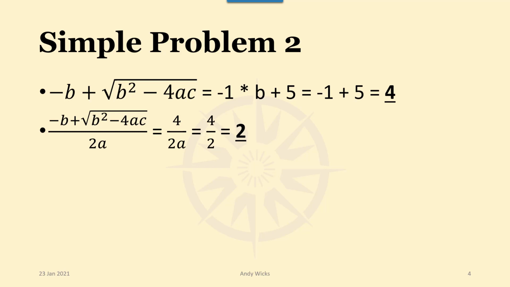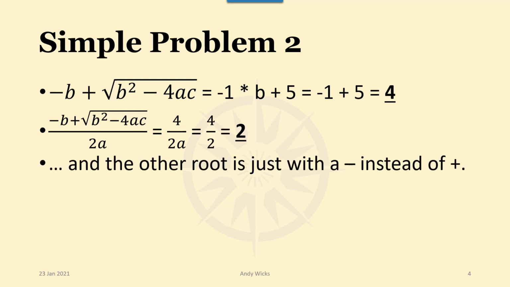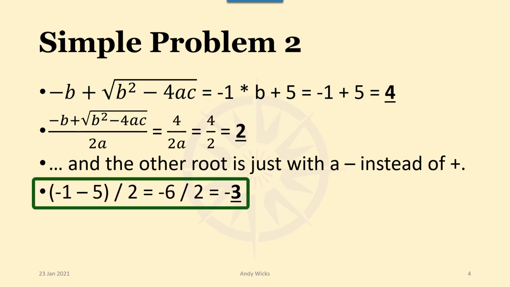But now we have to worry about what happens when we have that other equation, the one with a minus sign just after the minus b. Well, for that, we just need to swap that plus to a minus. And if we do, we can see that what we get is minus 1 minus 5 divided by 2. So now we get minus 6 divided by 2, and that is minus 3.